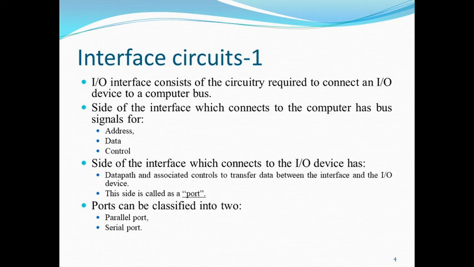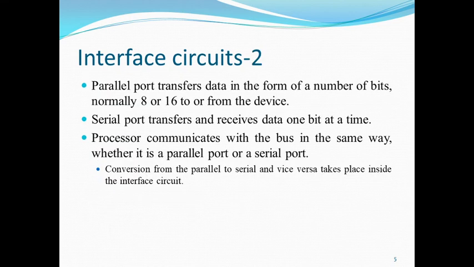The port can be classified as a parallel port or as a serial port. So there are two types of ports. The port may be a parallel port or it may be a serial port. Here the parallel port transfers the data in the form of a number of bits, typically 8 or 16 bits, simultaneously to or from the device. A serial port transmits and receives the data one bit at a time. So that is the difference between a parallel port and a serial port.